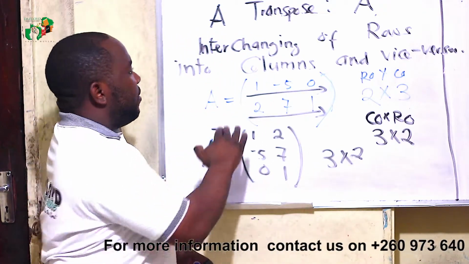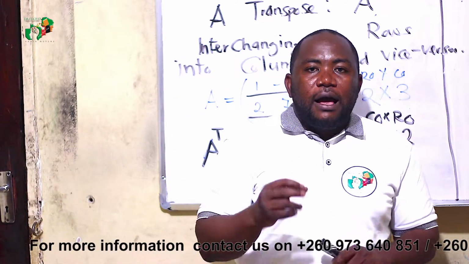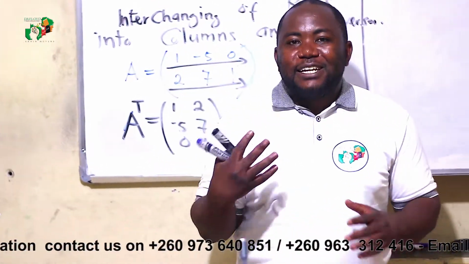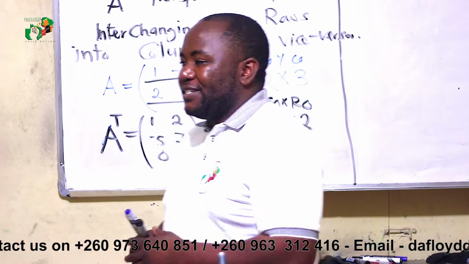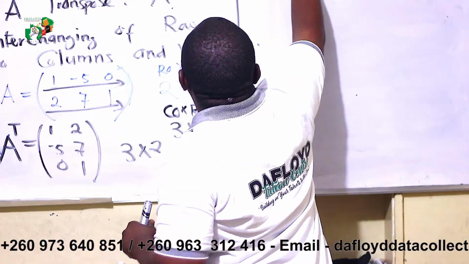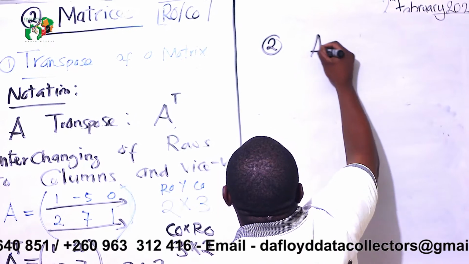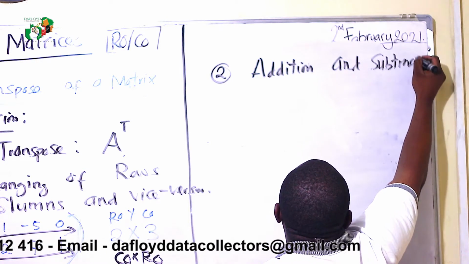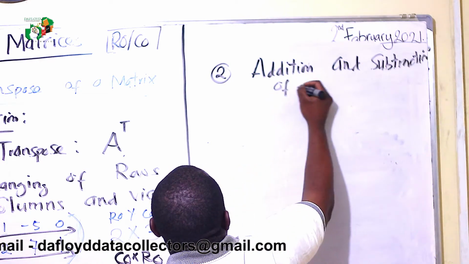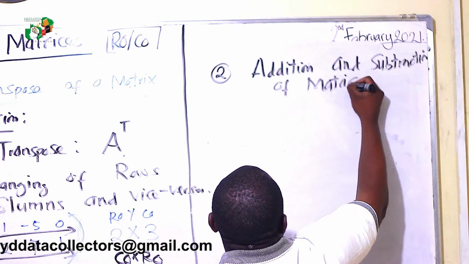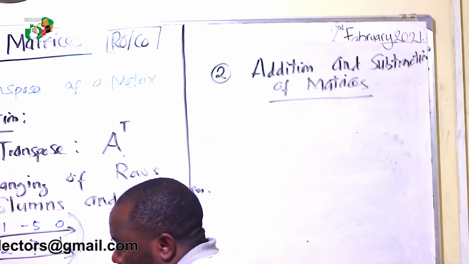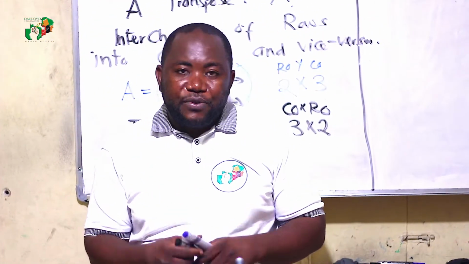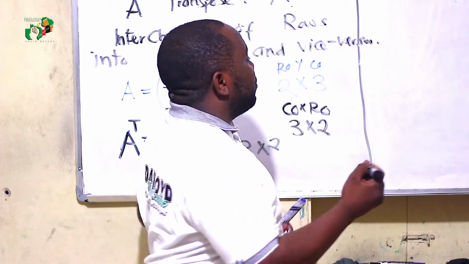So this is it on transpose of a matrix. From there, we are going to look at something very relaxing: addition and subtraction of matrices. So our number 2, we are going to say addition and subtraction of matrices. There are some rules we need to look at when it comes to addition and subtraction of matrices. Let's take note of them.